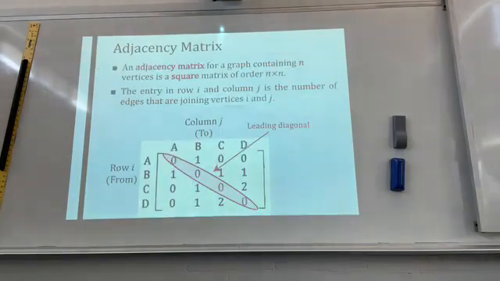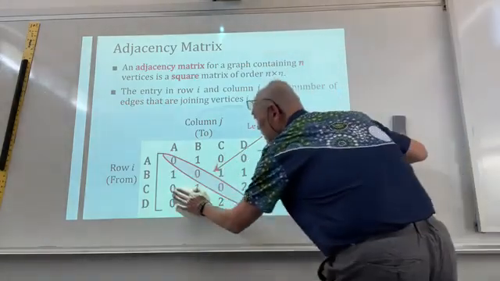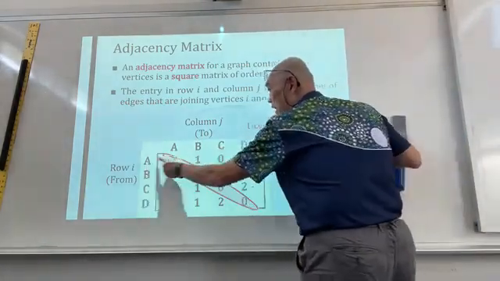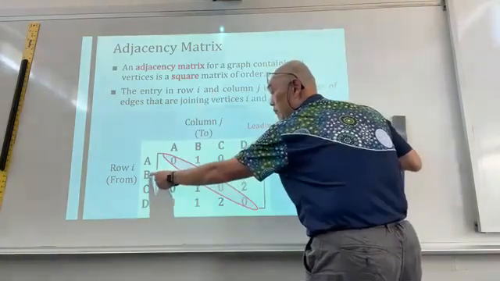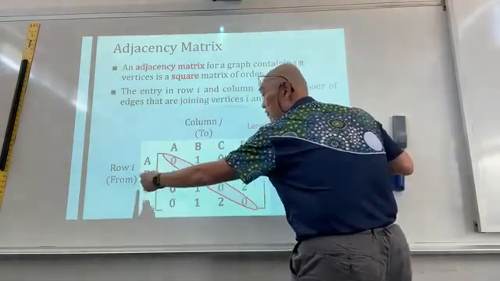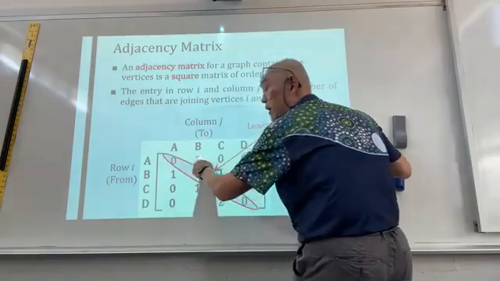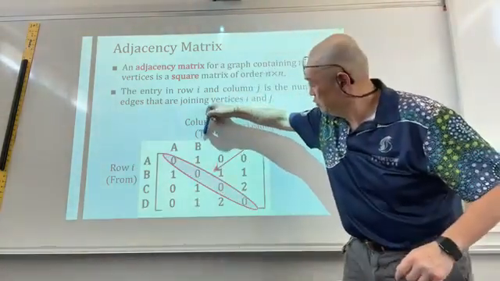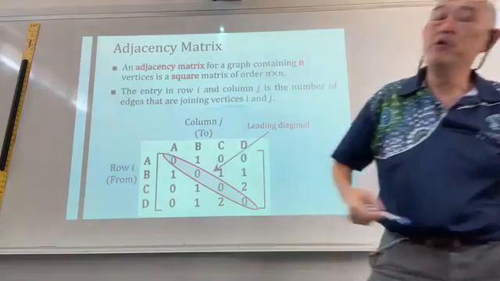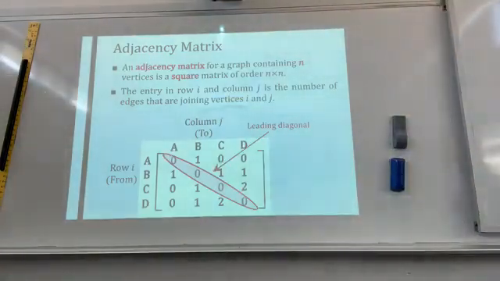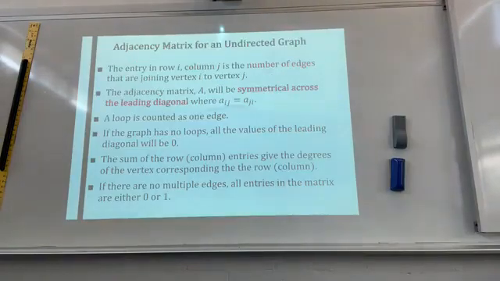So you can see that this is symmetrical to that. You've got A connecting to B, one edge, B connecting back to A, one edge. Alright? From B to A is 1, from A to B is 1. So it's symmetrical. This is for an undirected graph. A loop is counted as one edge in this case. So A joining A is one edge, one loop. If the graph has no loops, all the values of the leading diagonal will be 0.